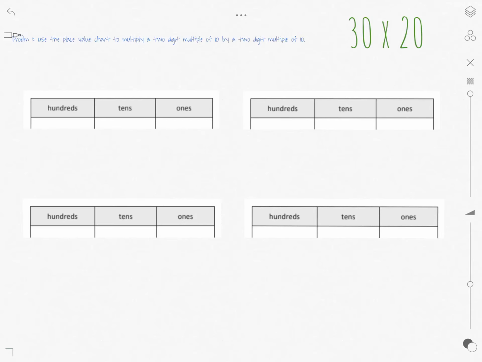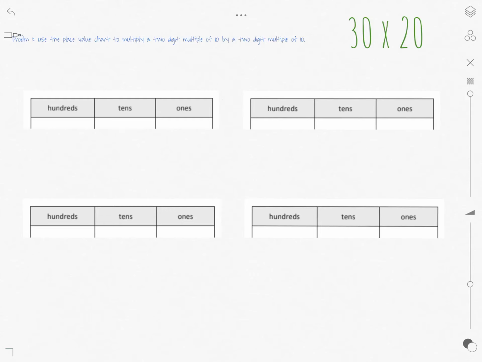Welcome to Module 3, Lesson 6, where we are going to be moving from multiplying by 10, 100, and 1000 like we were doing in Lesson 4 and 5, to now multiplying two-digit multiples of 10 by other two-digit multiples of 10. So in this lesson, you'll see something familiar, using the place value chart to multiply, but also be introduced to a strategy that we will use as we start to multiply bigger numbers called the area model.